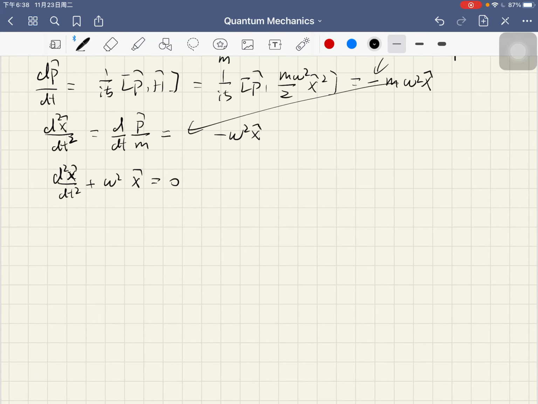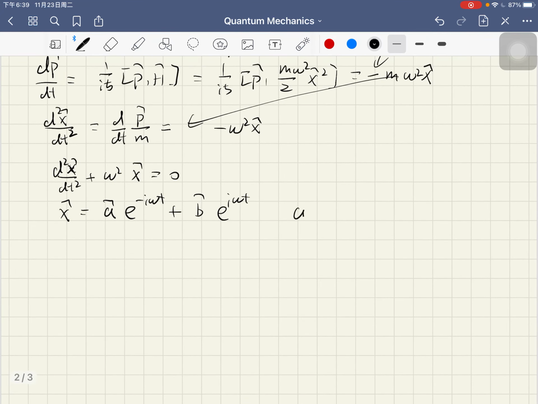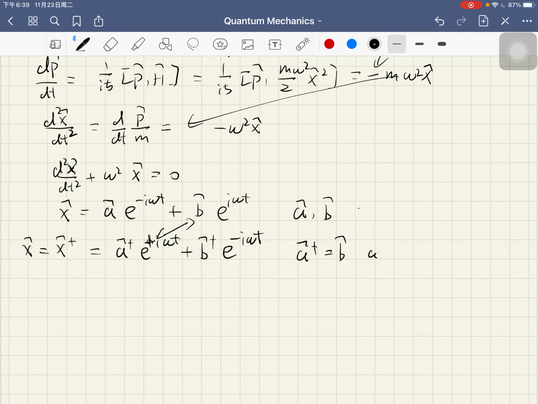By solving this, we get x equals a plus b exponential i omega t. Here a and b are the coefficients that need to be determined. First of all, we consider that x is a Hermitian operator, so x equals x dagger, which means a dagger e to the minus i omega t plus b dagger exponential minus i omega t. So we can compare the coefficients. We have the relation a dagger equals b and b dagger equals a, operator a.